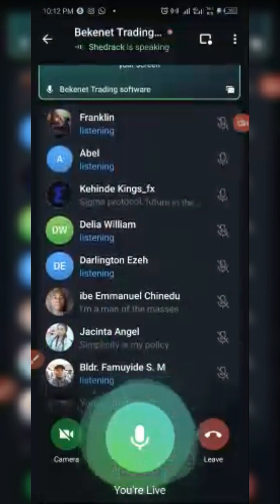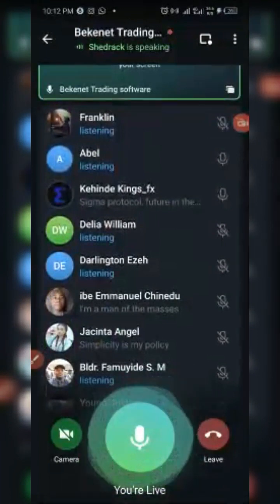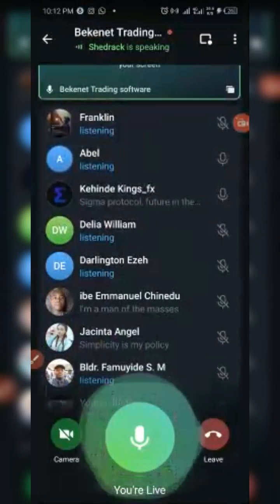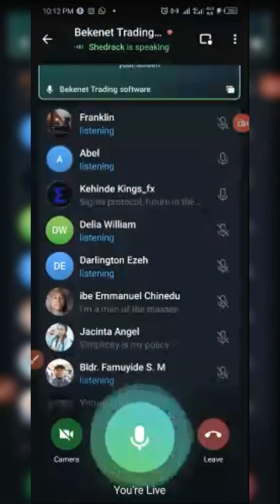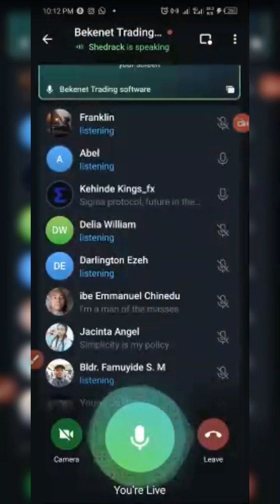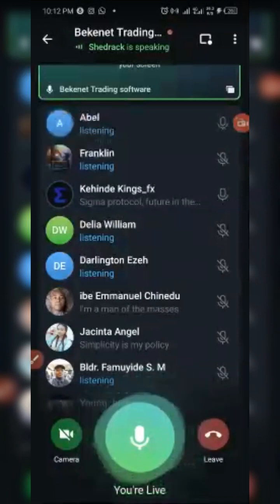How do you add the pairs to be checking? Just ask, we are hearing you. How do we add the pairs so that we can know the pairs to be monitoring? The kind of pairs you want to be monitoring, you want to be trading, how do we add them? It's the pair that you want to monitor now. It depends on the type of person.